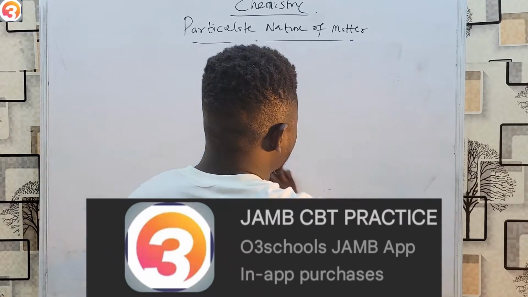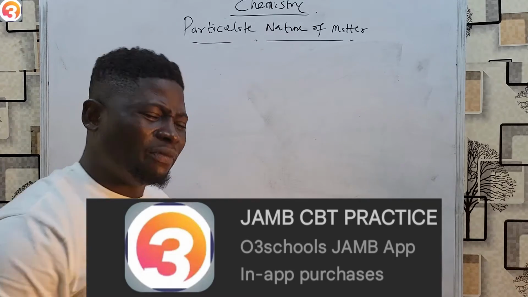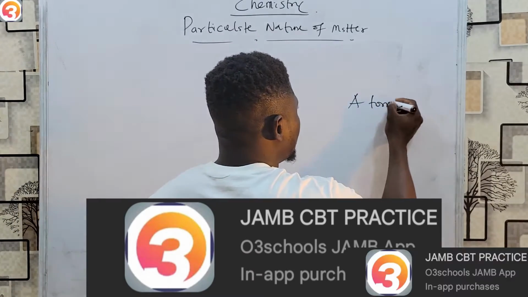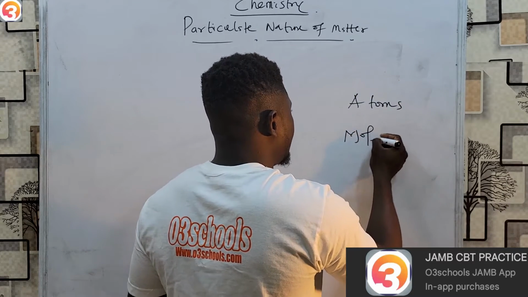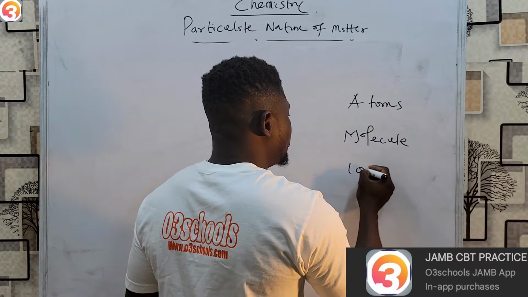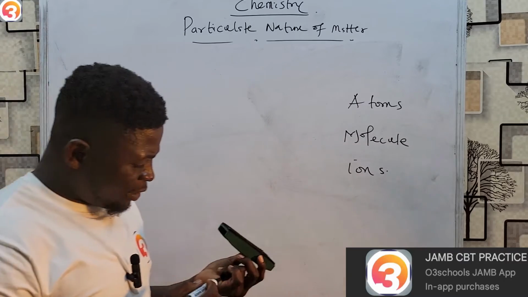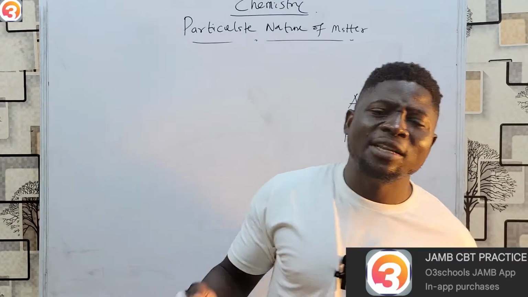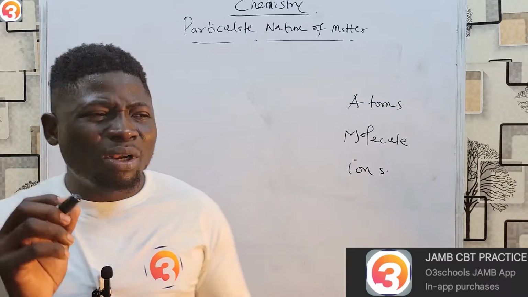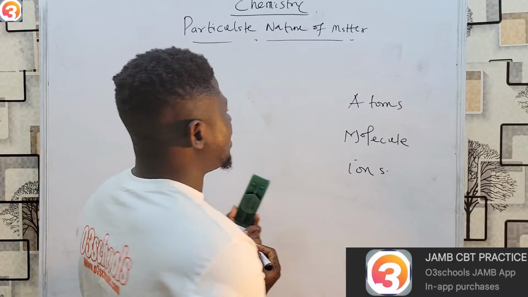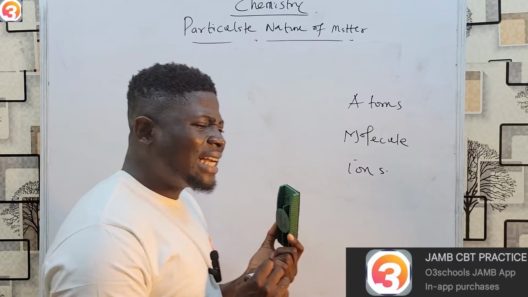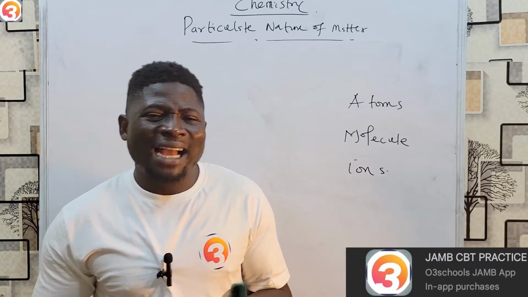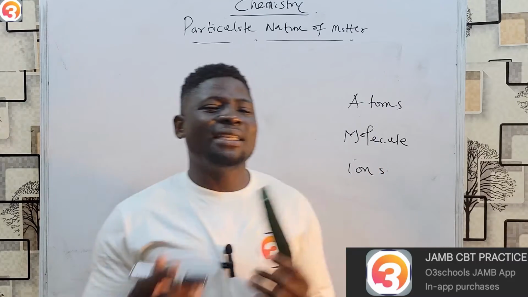So let's go back to what we are discussing. We said that matter is made up of discrete particles, of which some of them are atoms, then molecules, and ions. Now, we talked about atoms. Let's talk about atoms first. What is an atom? An atom is the smallest particle of an element that can take part in a reaction, or that can exist and still retain the chemical property of that element.